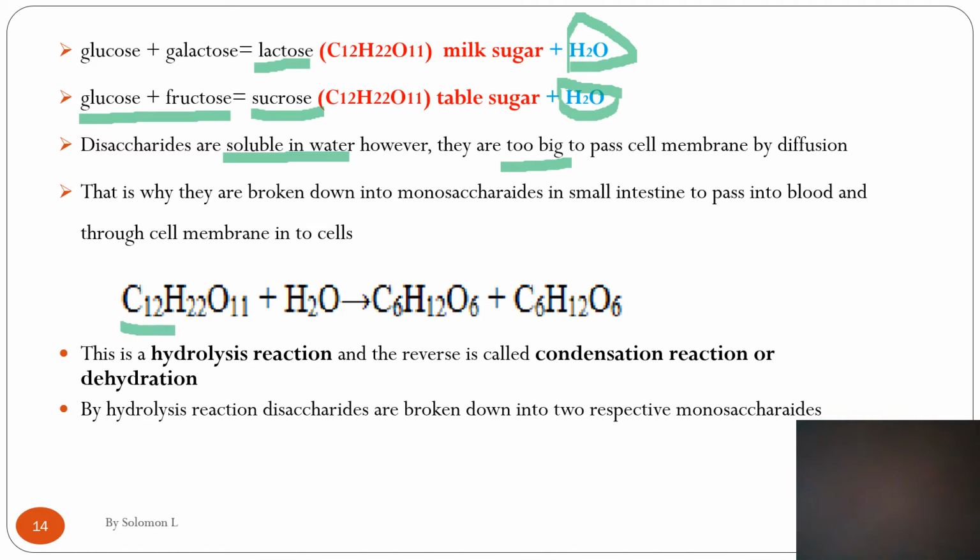So, for instance, this is a disaccharide. By adding water, it will be broken down into two monosaccharides. This is done in the intestine. This process is known as hydrolysis reaction. That means lysing, or breaking down, by adding water. Therefore, disaccharides are broken down into respective monosaccharides by adding water. The reverse reaction is the condensation reaction or dehydration reaction, as you saw previously. So in this way, energy can be obtained from disaccharides.